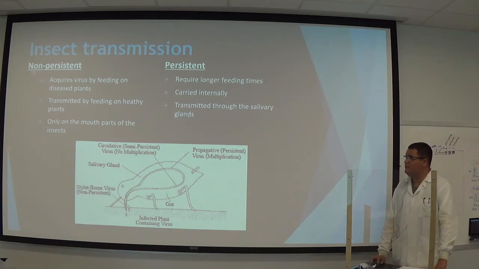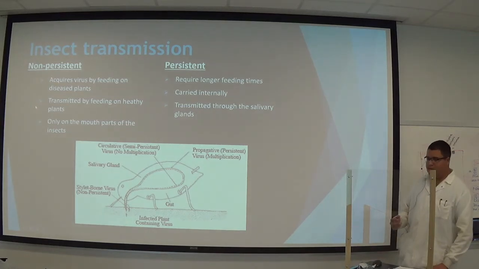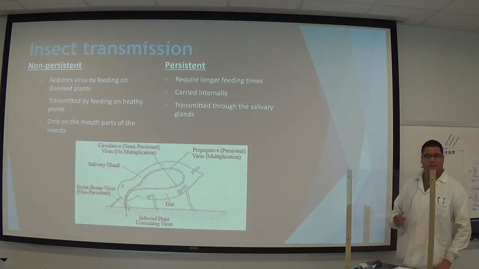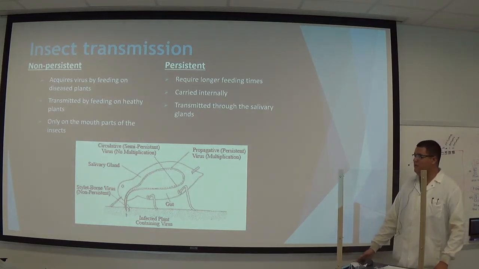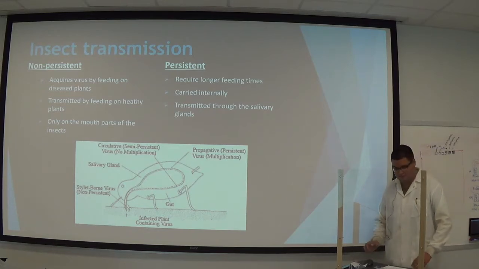However, not all insects are like that. Some insects transmit viruses through what's called a non-persistent method, in which it acquires the virus by feeding on a diseased plant, and then it'll feed on another healthy plant and transmit the virus that way. However, the virus really only sticks around in the mouthparts of the insect, so it doesn't go inside of its body and start replicating. So insects that transmit viruses in a non-persistent manner are not such a big problem as the persistent ones.